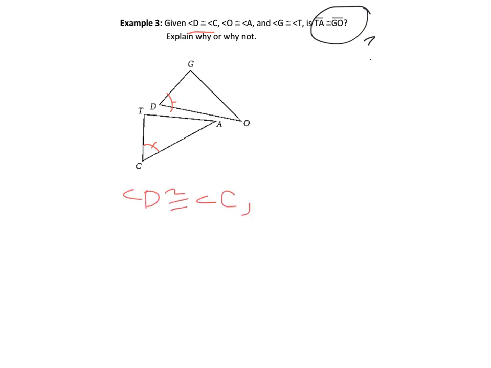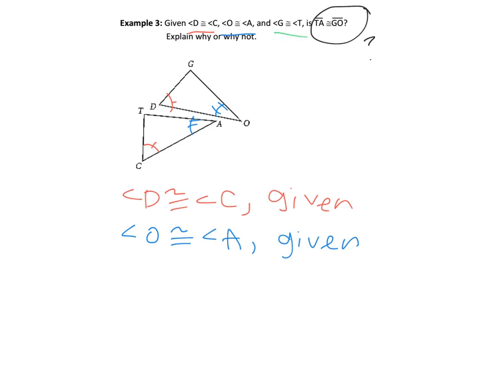Off to a great start. How did we know that? They gave it to us. Oh, so nice of them. Alright, next, angle O is congruent to angle A. And use 2 hash marks this time. Angle O is congruent to angle A, and I know that because it was given to us. Great. Next, angle G is congruent to angle T.